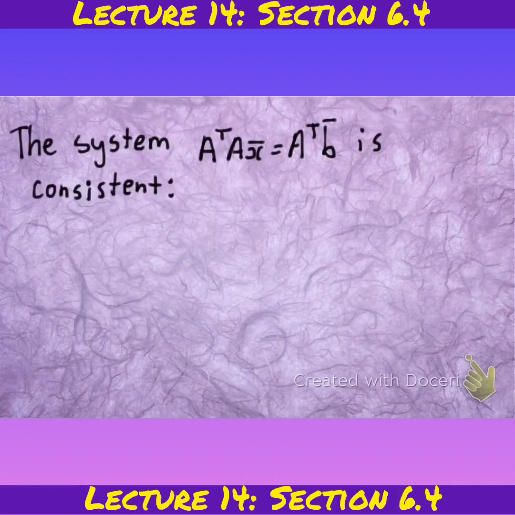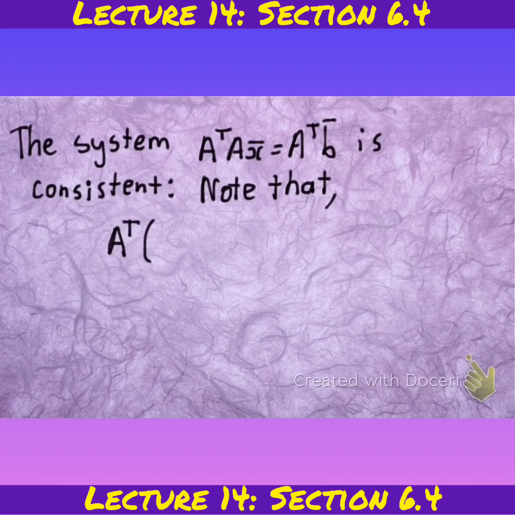Right, so let's look at that system. So why is it consistent? So what we can do is, note that if we look at A's transpose, and we multiply that with the vector B minus the projection of B onto the subspace W.